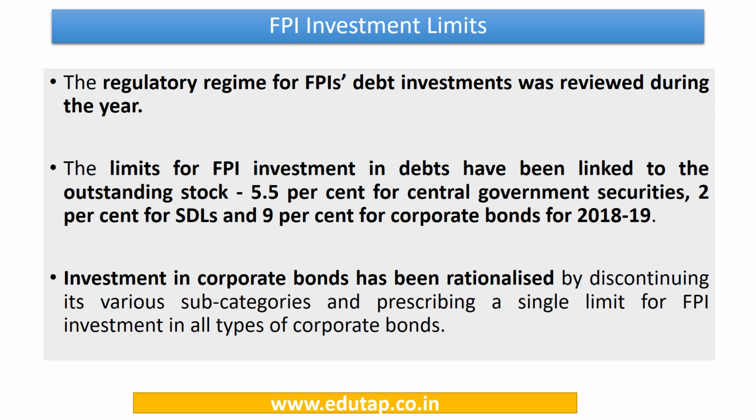Now if you talk about the FPI investment limits and the regulatory regime for the FPI's debt investments, it was reviewed, and the limit for FPI investment in debt has been linked to their outstanding stock. The limit for FPI investment in debt is kept at 5.5% of the central government securities, 2% for the state development loans, and 9% for the corporate bonds for 2018-19. So we have to remember that FPIs, foreign portfolio investors, debt investments were reviewed and linked to the outstanding stock, outstanding debt. Investment in corporate bonds has also been rationalized, and the different limits in different subcategories have now been discontinued, and a single limit has been prescribed for all types of corporate bonds.